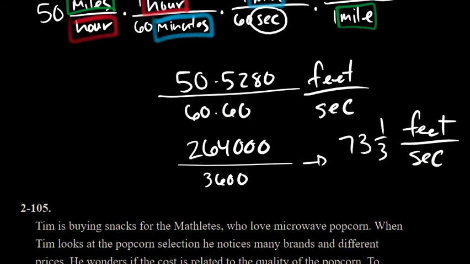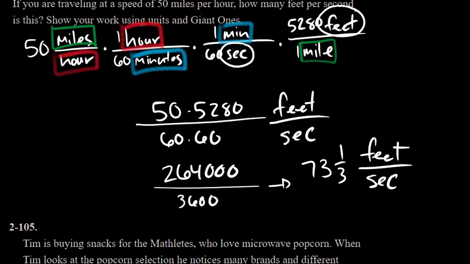And we could write that as a decimal, right? 73.3 feet per second. So we had our speed 50 miles per hour, and apparently that's the same as 73 and a third feet per second.